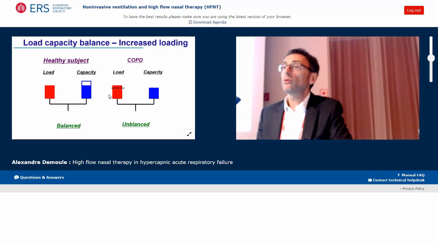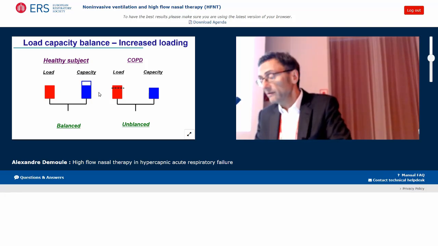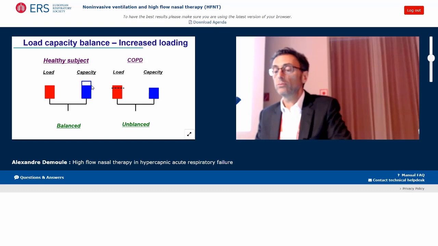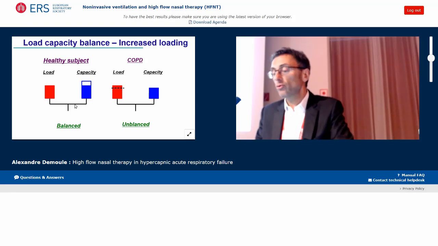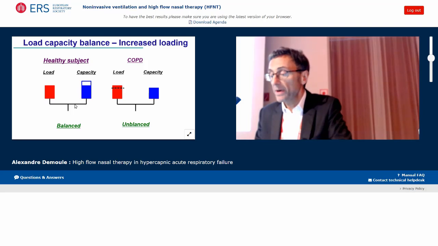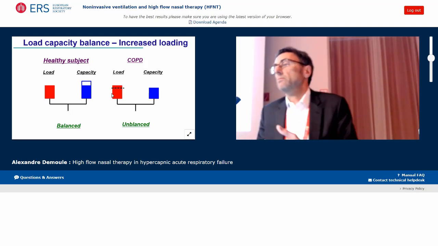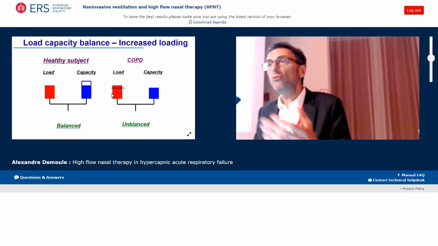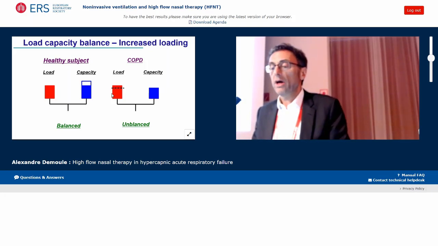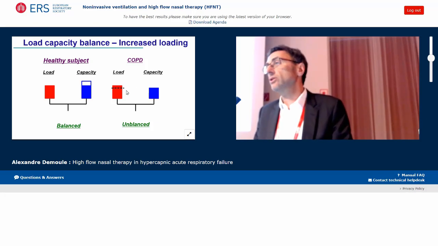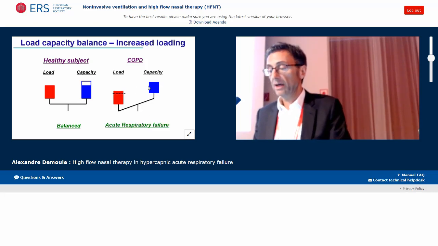If a healthy subject becomes non-healthy because of pneumonia, for instance, the respiratory load increases. The healthy subject will use his or her respiratory muscles a little more, but you see that there are still more respiratory muscles to use. So there is still balance and no respiratory failure. While in COPD patients, with a little bronchitis, for instance, or small airway infections, the load will increase, which will exceed the capacity of the respiratory muscles, and this will induce acute respiratory failure.